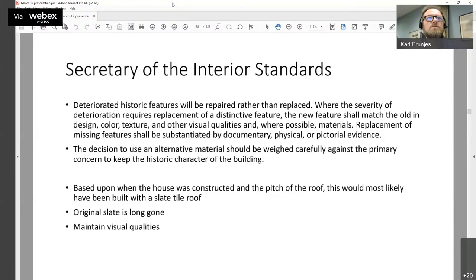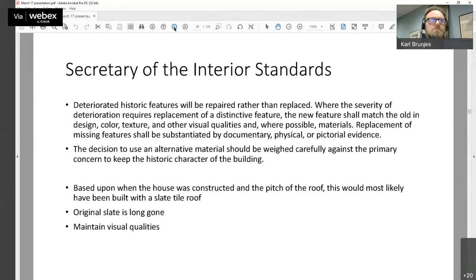The decision to use an alternative material should be weighed carefully against the primary concern to keep the historic character of the building. If a roof is readily visible, the alternative material should match as closely as possible the scale, texture, and colorization of the historic roofing material. Based on the material that was proposed for the roof, it appears to be more of a corrugated metal material than a traditional standing seam appropriate for that period. Based upon the architecture and period of construction, this would not be an appropriate material.